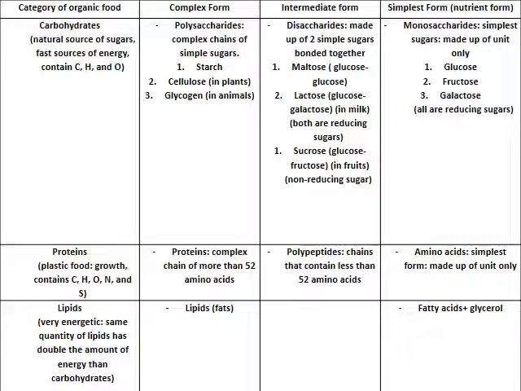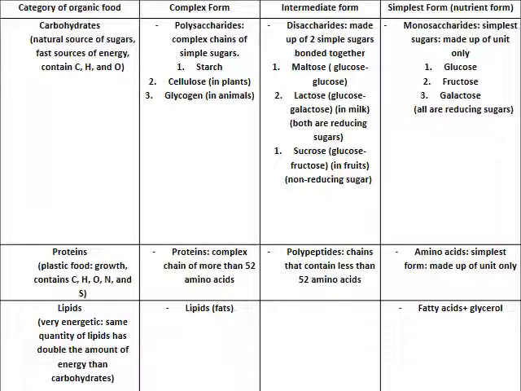Category of organic food. Pay attention to this. You have to study this table. You have to know every category of organic food: which one is the complex, which one is the intermediate, and which one is the simplest form of food. So carbohydrates are the natural source of sugars, the main source of energy. They contain carbon, hydrogen, and oxygen.